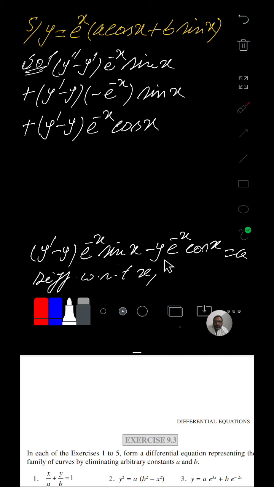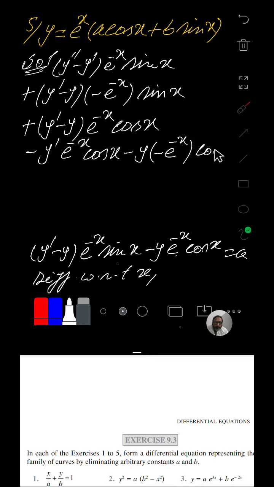Now the next term is y e raised to the power minus x cos x. Same way we have to differentiate it using product rule. So derivative of first function is y dash e raised to the power minus x cos x. Because of this minus, all the signs inside will be negative, so minus second function as it is, derivative of e raised to the power minus x will be minus e raised to the power minus x, and cos x, third function as it is, and minus first function and the second function as it is, derivative of the third function, that is cos x, will be minus sin x. And on the right hand side, derivative of constant term a is 0.